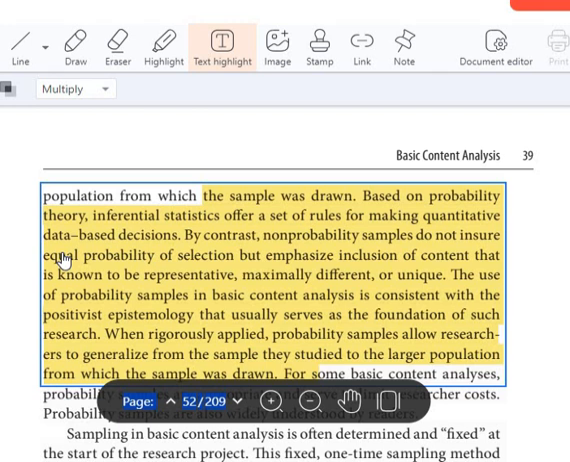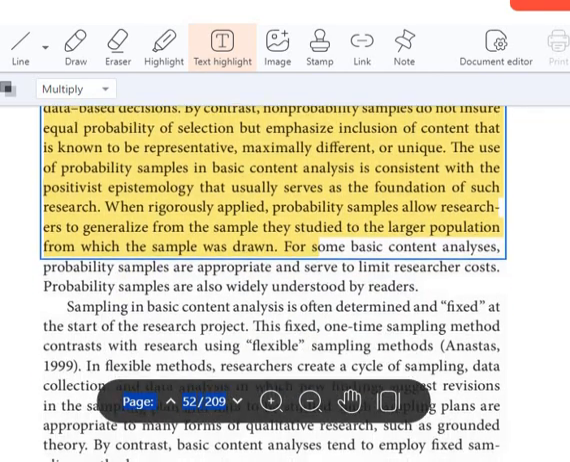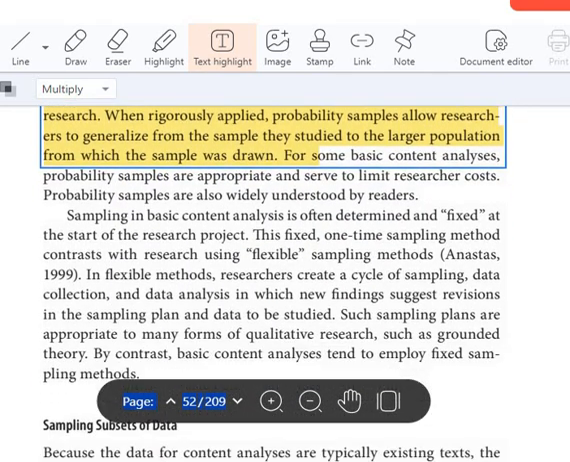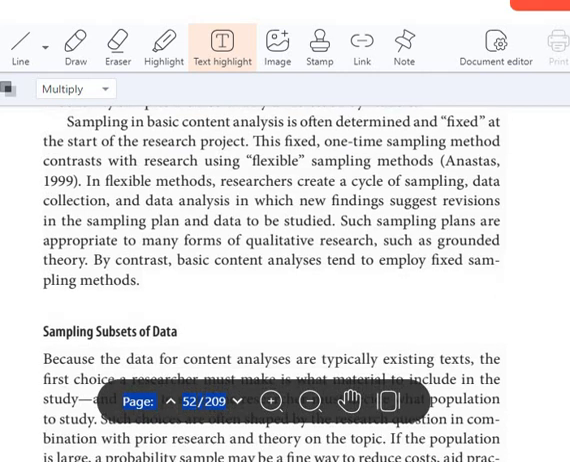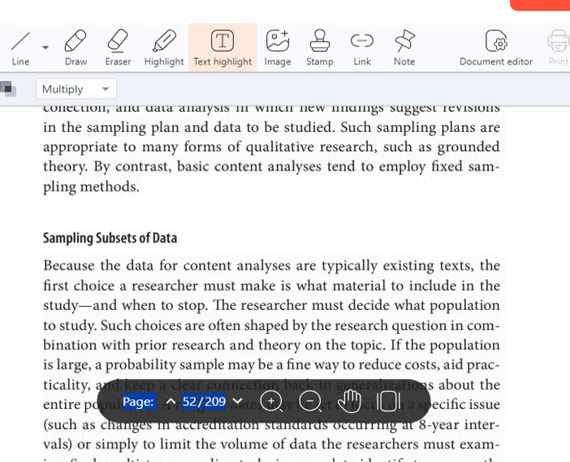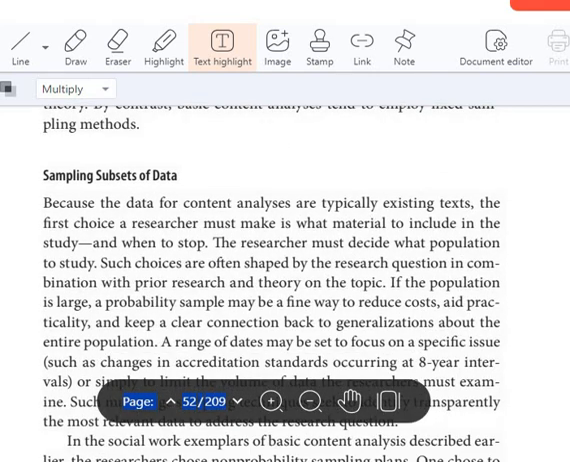The probability samples in basic content analysis is consistent with the positivist epistemology that usually serves as the foundation of such research. Okay, let's move on now to the next part. Sampling subsets of unit.